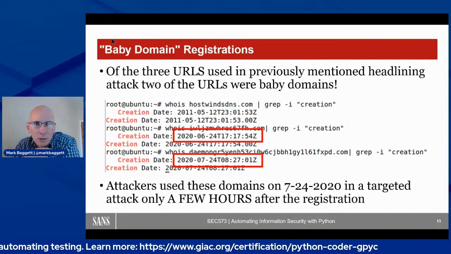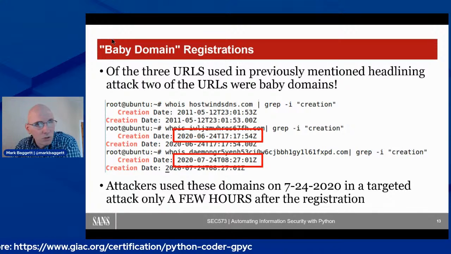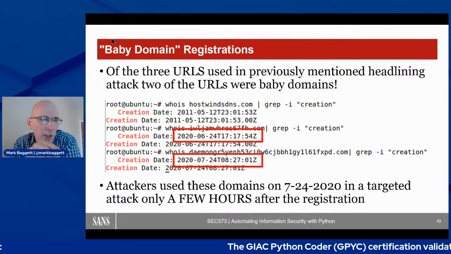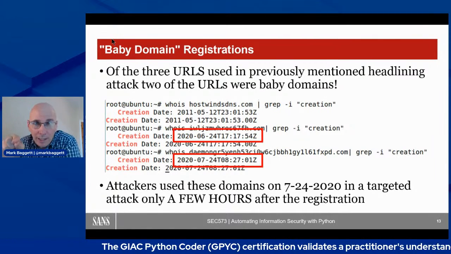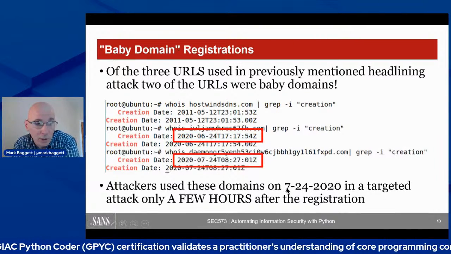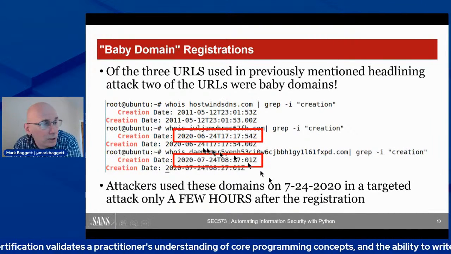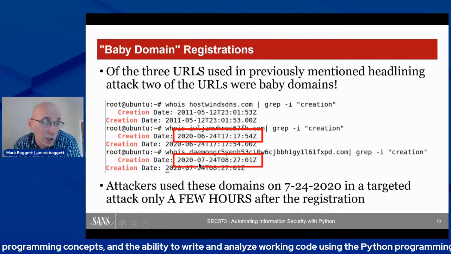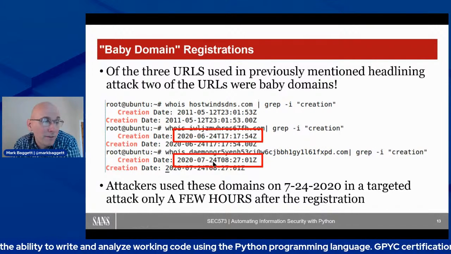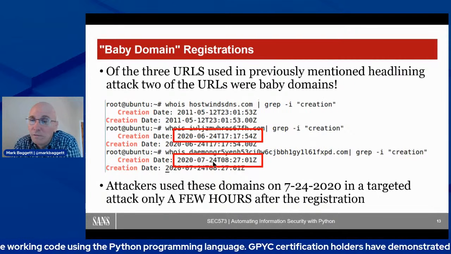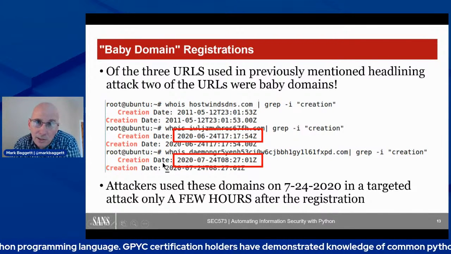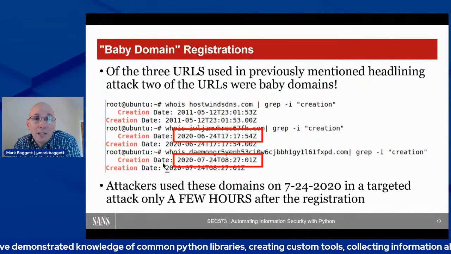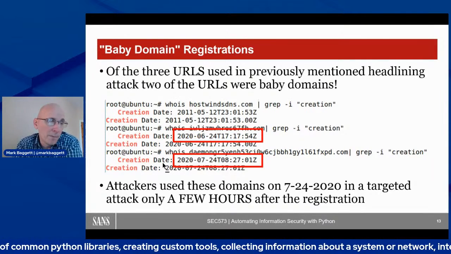I took the domains that were used in that phishing scheme and ran them through domainstats to give you an idea of what we would see. So we look at the creation dates of those domains. The attack occurred on July 24th, 2020. If you look at the creation dates of those domains, you can see that we have June, and you also have July 24th. Actually, just a couple of hours before this domain was used in the phishing attack, it was registered. So by looking at these creation dates, we can identify these baby domains, these domains that have just been stood up. That's one thing we can do.